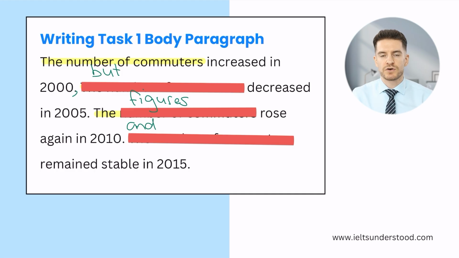So just remember, try not to repeat the same words again and again. This is going to be a problem for two main reasons. The first reason is it might reduce your coherence and cohesion band score, and it also might reduce your vocabulary score because you're not showing the examiner that you have a wide range of vocabulary.